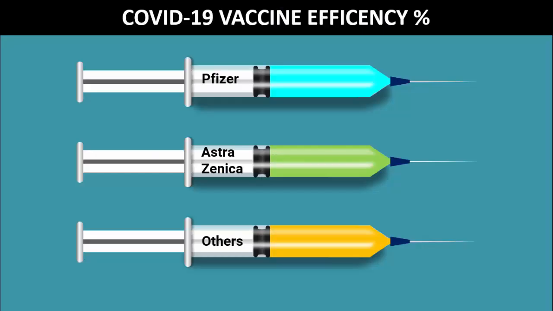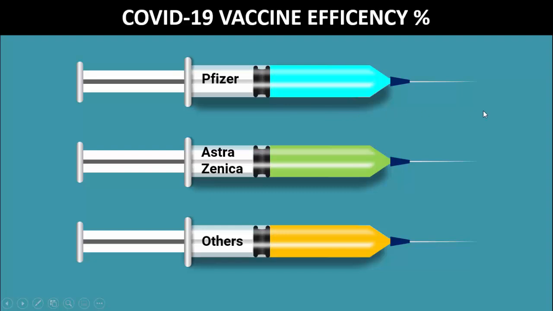In today's tutorial, I'm going to show you how to create an animated COVID-19 vaccine efficiency percentage slide in PowerPoint. As you can see here, I have created these three syringes which are filled with different vaccines. This is the Pfizer, AstraZeneca and others, and I've just given some different color combinations here. And how this works is when I click, this syringe will go inside and then the droplets will come out from the needle, and then it will give you the percentage of efficiency.